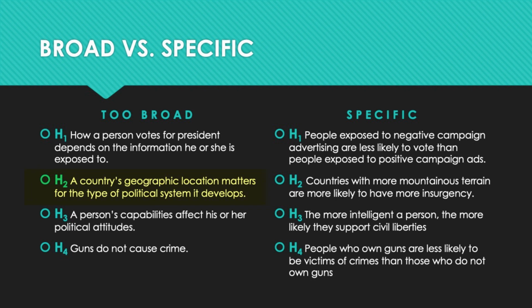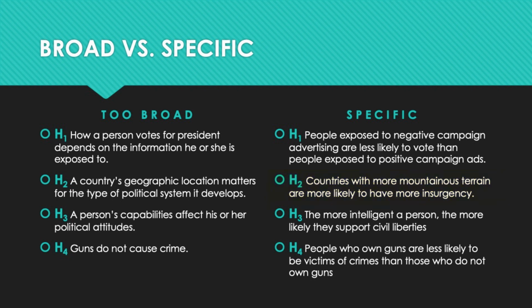The second one. A country's geographic location matters for the type of political system it develops. Okay, what type of geographic location? What do you mean by matters? Political system? I mean, this is all just super vague. It's not even broad. It's vague. It's like none of these concepts are clearly defined. Instead, a better hypothesis, countries with more mountainous terrain are more likely to have more insurgency groups. And that's actually a really fascinating area of research, that when you have all of these mountainous terrains in areas that are not easily accessible, the government can't come and get you. So that's always a really cool area of research to me.